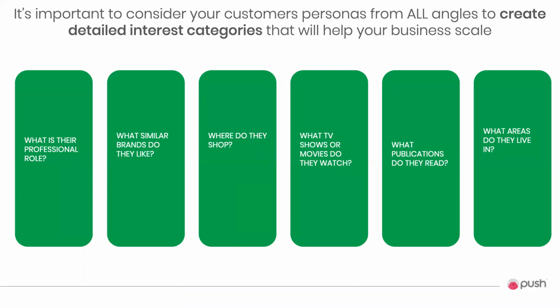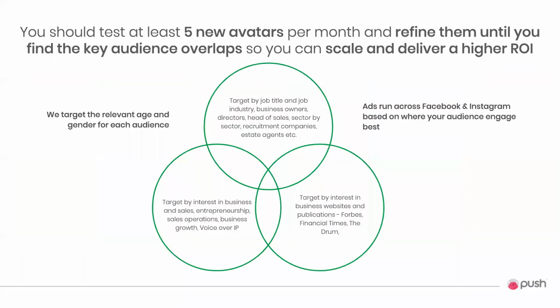Whether you're B2B or B2C, you can start thinking about questions like, what is the professional role? Because we can target by job title and job industry. What other brands might they be interested in? Because again, we can target by those. What other shops do they go to? Depending on what you sell, it might be of interest to know what kind of TV shows or movies people watch. What publications do they read? So for business owners, are people fans of the Financial Times or Forbes magazine? And what areas do they live in? Because you can target by geography, you can target by age, demographic, lots of different ways.